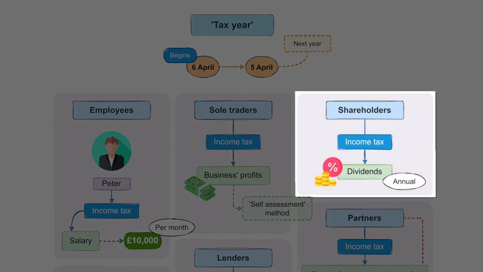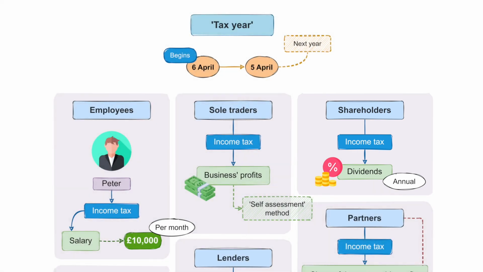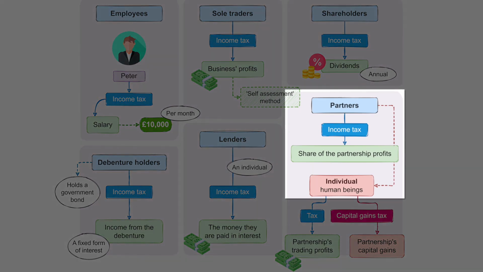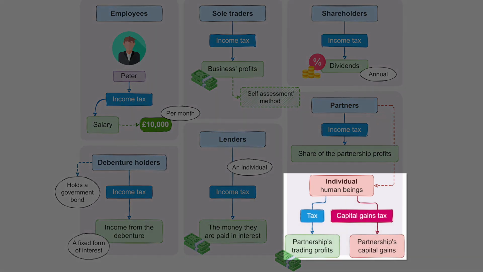Shareholders in ABC Limited are paid dividends on an annual basis. They will have to pay income tax on their dividend payments. Partners in a partnership have to pay income tax on their share of the partnership profits that they receive. If the partners are individual human beings as opposed to companies, they may have to pay tax on the partnership's trading profits and capital gains tax on the partnership's capital gains.